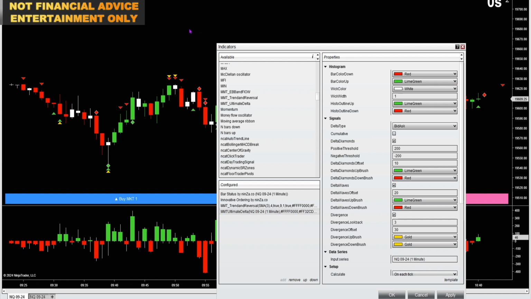I've got tick replay enabled on my data series. Got the delta diamonds enabled. Positive and negative thresholds of 200 and negative 200. I've got the signal offsets at 10 for the diamonds, 20 for the waves, and 30 for the divergence. Got the delta waves turned on. Got divergence turned on. Got the look back period set to 3.